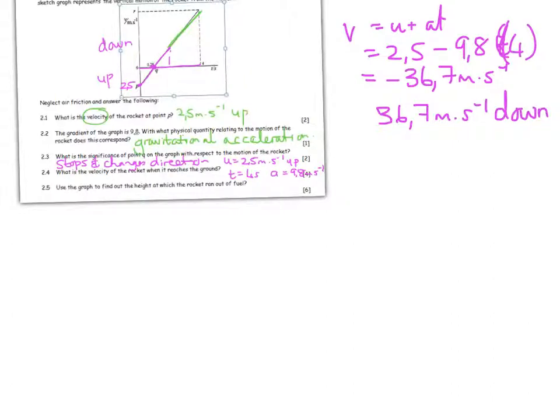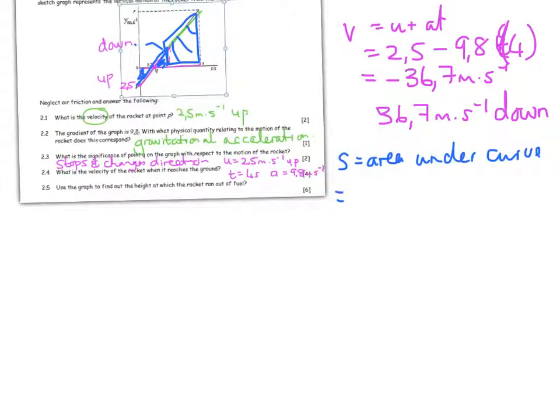Next one. Use the graph to find out the height at which the rocket ran out of fuel. So you're going to say, all right, I'd like to know how high above the ground we were. We know we went up and then down, so these two areas are going to cancel out, but we better calculate them because it's pretty tricky to calculate that part. I mean, that's a funny shape, it's a trapezium, and we don't even know what that value is over there. So let's go the whole hog and say displacement is equal to area under curve.